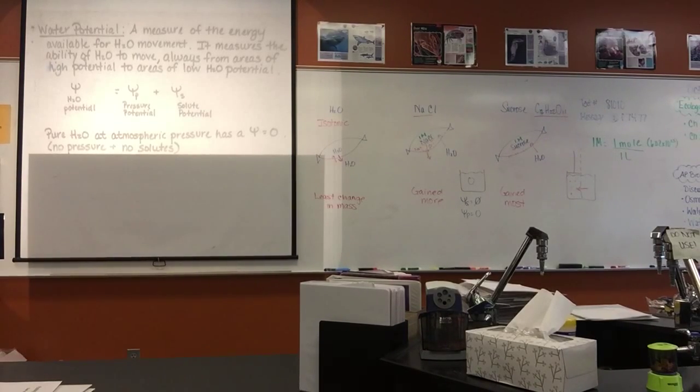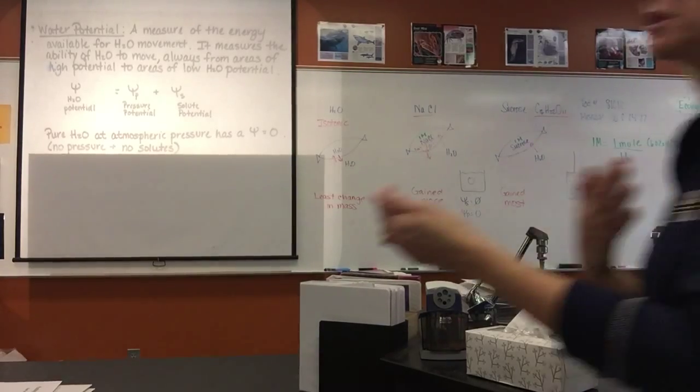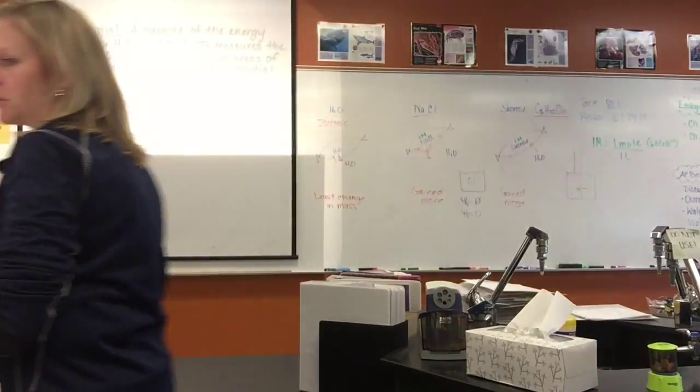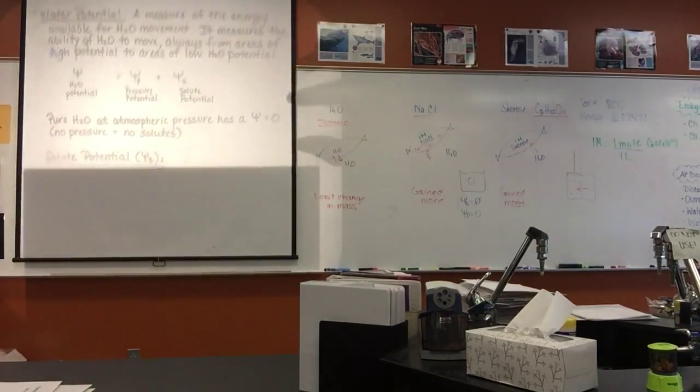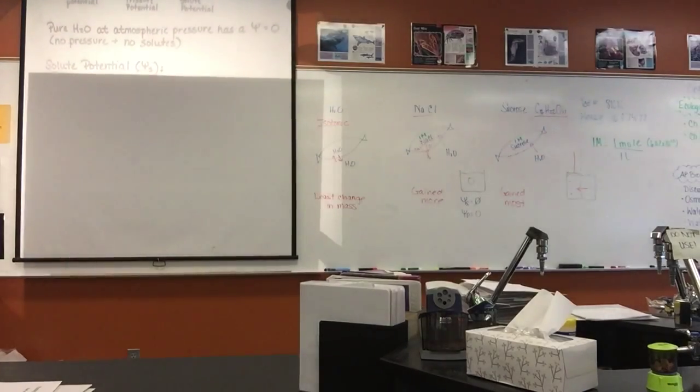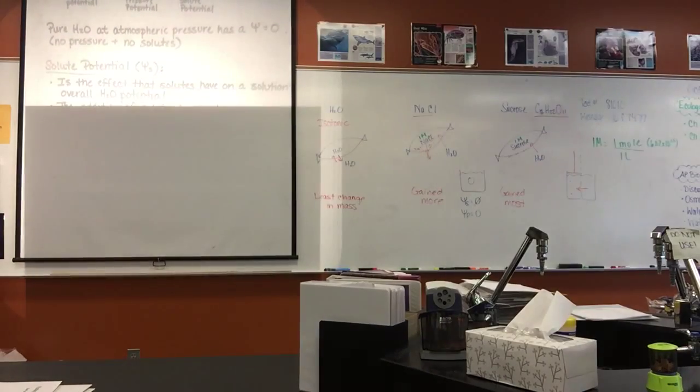What we're going to do now is take a look at each one of these parts of water potential and see how they affect water's ability to diffuse from one place to another. We're going to look at the solute potential first. Solute potential: the effect that solutes have on a solution's overall water potential.